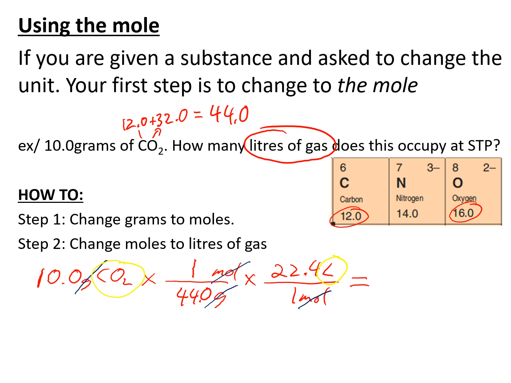So in my calculator, I'm going 10 divided by 44 times 22.4, and I get 5.0909 liters of CO2. Now, all of these things do have sig figs. So 10.0 is 3 sig figs, 44.0 is 3, and 22.4 is also 3 sig figs. So my answer should be in 3 sig figs. So that should be 5.09 liters of CO2.